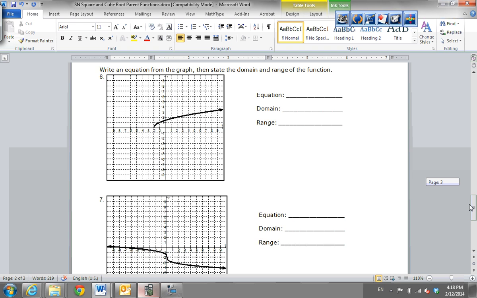All right, 6 and 7, we're asked to go backwards. I'm going to give you the answers, see if you can do this. Okay, so pause it.